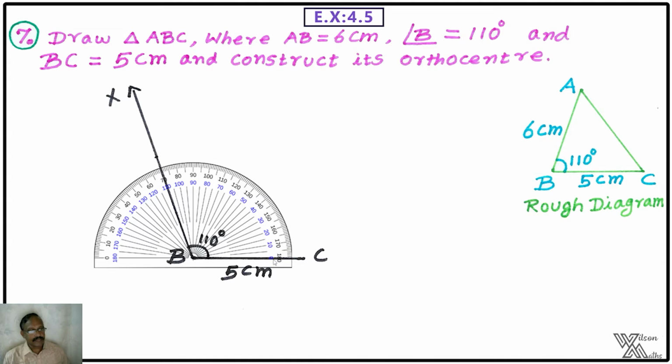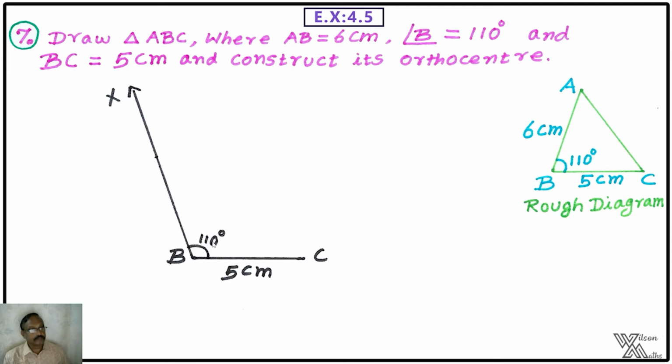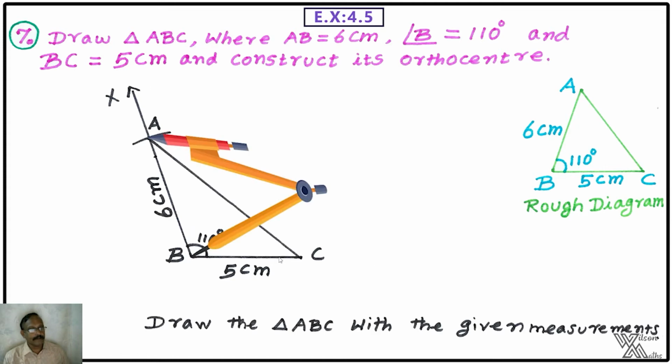From the right side 0, 10, 20, 30, 40, 50, 60, 70, 80, 90, 100, 110. Keep a point, draw a straight line. This is 110 degrees. We'll get like this. Then AB 6 cm.